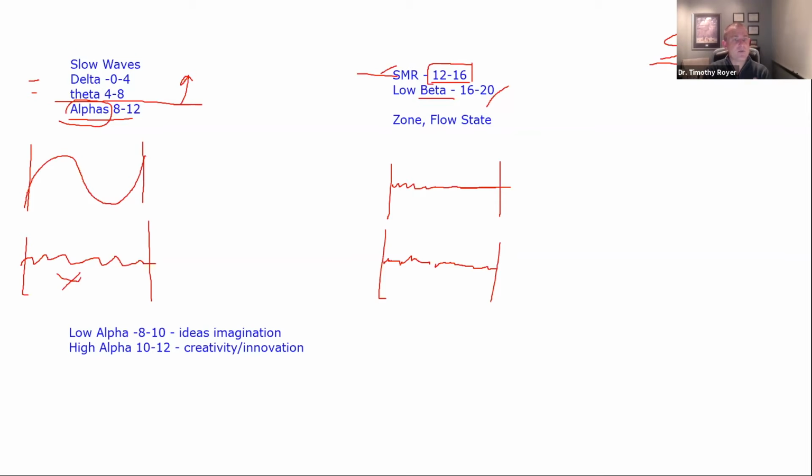And he noticed that they were very productive when they were in that 12 to 16. Could they also produce when they were at 20? Yes, but they weren't as accurate and they weren't as precise as at 12 to 16. So he started to identify that mode as sensory motor rhythm, meaning the whole body is kind of aware of itself.